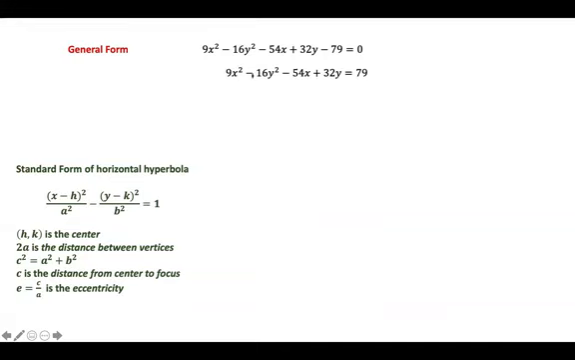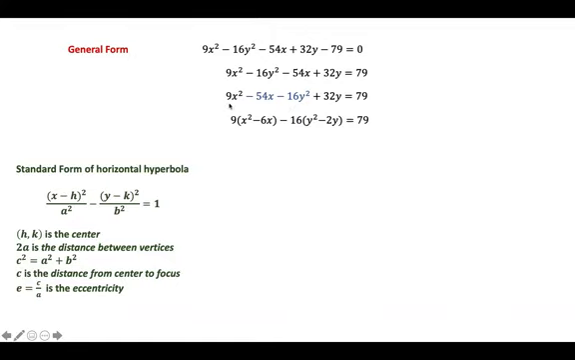So to begin, let's go ahead and make sure all of the variables, everything with an x or y term, is on the left side, and everything else will be on the right. So we'll just add 79 to both sides. Then let's go ahead and group all the x terms together and all the y terms together. Then we'll factor out the coefficient in the x squared term and the y squared term.